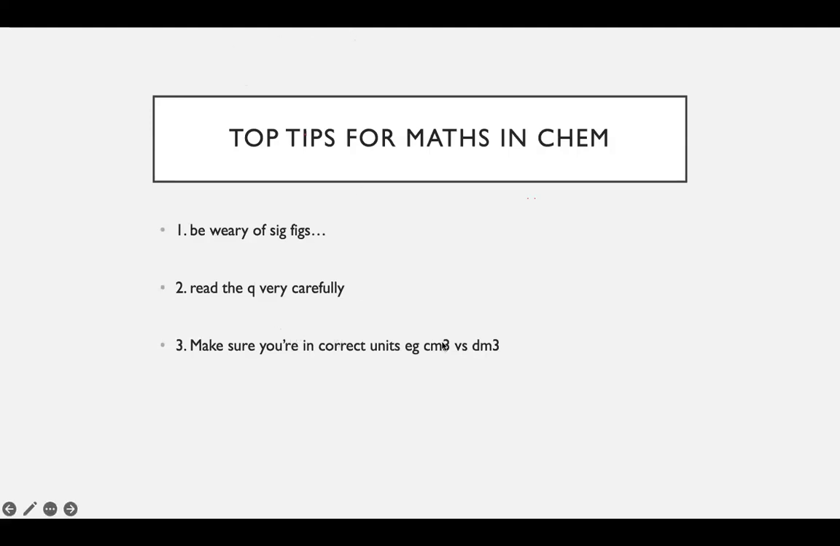In terms of redox titrations, be very careful about the use of centimeters cubed and decimeters cubed. Have a think about how many centimeters cubed are in a single decimeter cubed. The answer is 1,000, just in case you didn't know that. So multiplying and dividing by 1,000 is important.